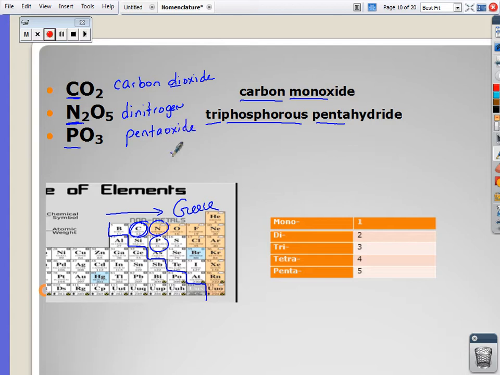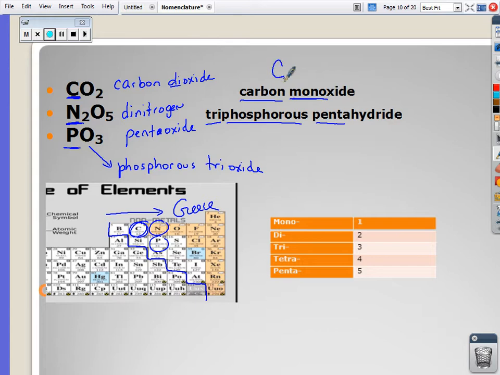Now really, truly, it rolls off the tongue better if you say pentoxide, so that's what we do. This one is phosphorus trioxide. And if you notice, if there's only one to start off with, we don't use mono. But if there's one at the second one, you're going to use mono.